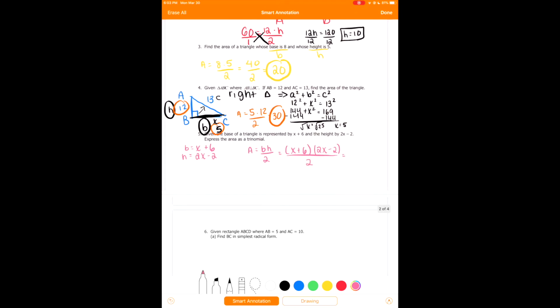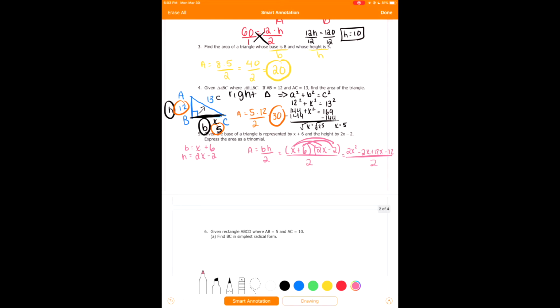So now I'm going to multiply this out. So I have x times 2x, that's 2x squared. X times negative 2 is negative 2x. 6 times 2x is 12x. And then 6 times negative 2 is negative 12. And that's all over 2.